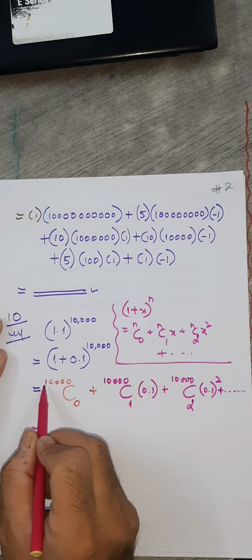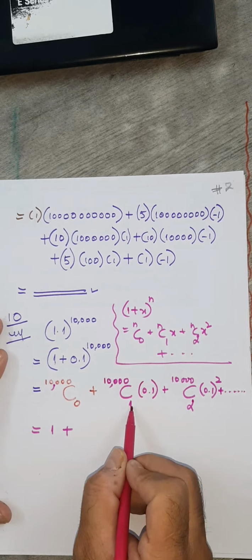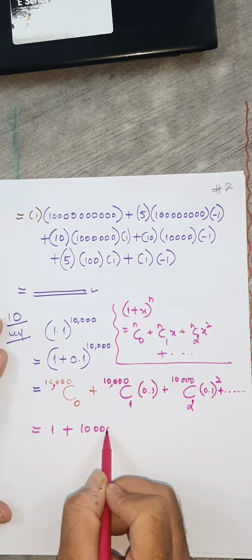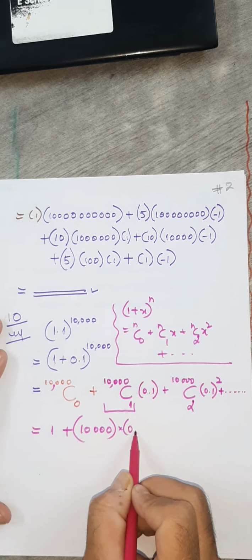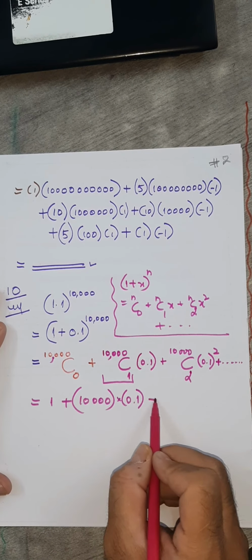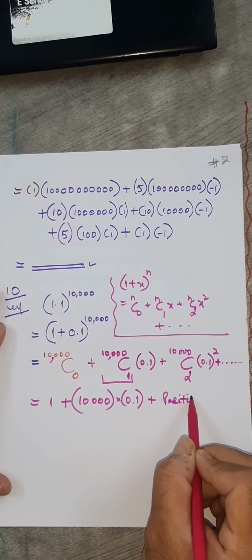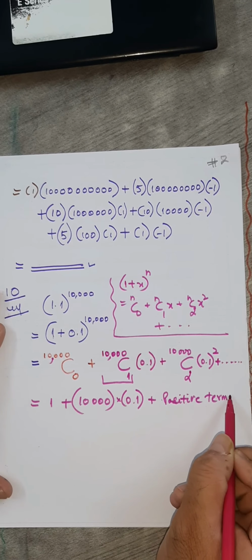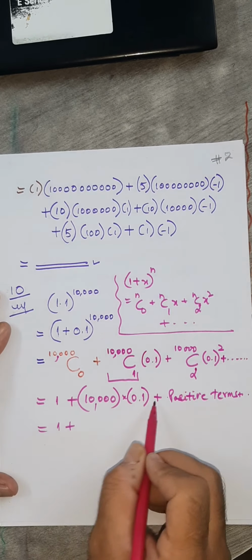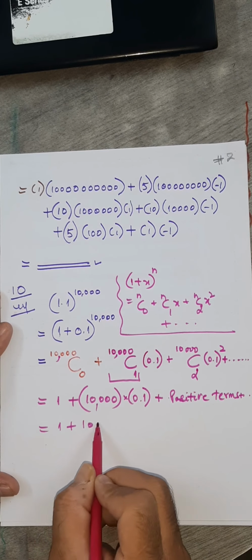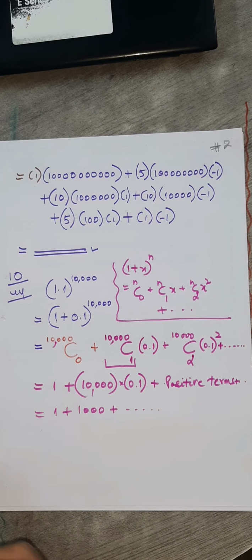Now you will realize here immediately. What is 10,000 C0? It is always 1. What is 10,000 C1? It's 10,000. The value of this one is 10,000 into 0.1. And so on. These all are positive terms, remember, plus some positive terms. The answer will be whatever it is, but it's a positive value, remember. So this is 1 plus 10,000 into 0.1, so it is 1,000, plus some positive terms.